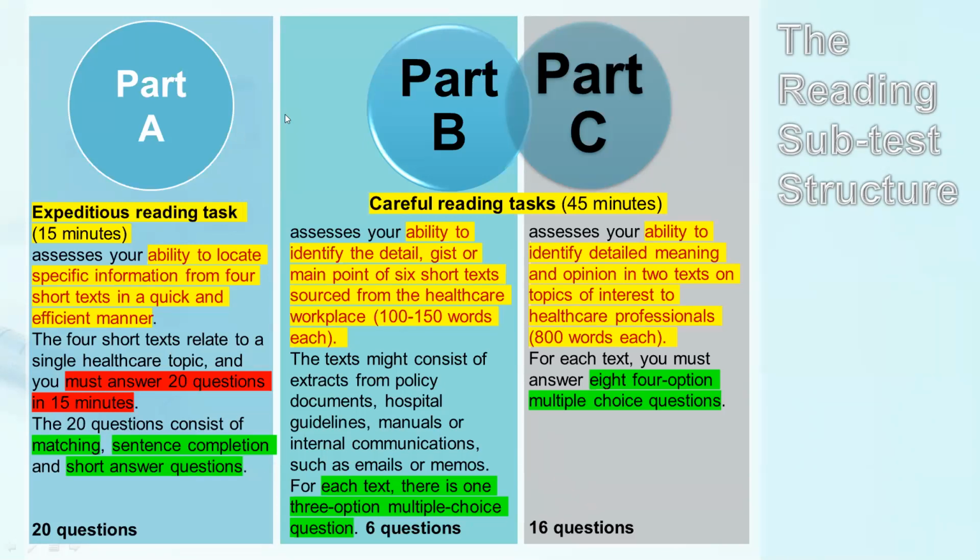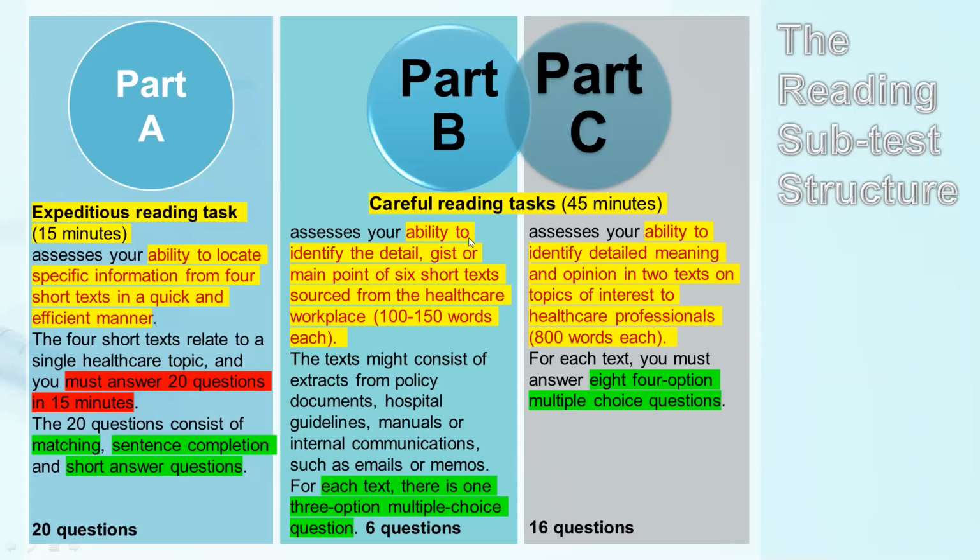In the next sitting, in 45 minutes, you will take part B and C together. Part B assesses your ability to identify the detail, gist, or main point of 6 short text sources from the healthcare workplace, 100 up to 150 words each. The texts might consist of extracts from policy documents, hospital guidelines, manuals, or internal communications, such as emails or memos.